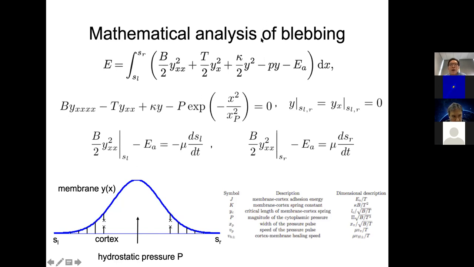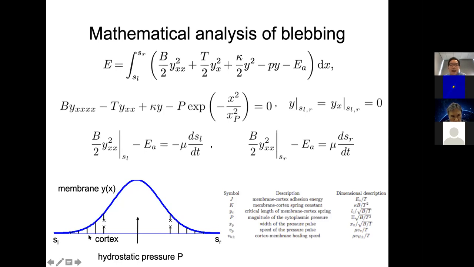Right? So I write down an energy per unit length, and then I can write down the corresponding Euler-Lagrange equation. So this is the Euler-Lagrange equation. So I assume that the pressure has a very specific form. So it's just a Gaussian pulse. So it's just a localized pulse with a width xp and a magnitude p. But what is interesting here is that now I have to supplement this PDE by boundary conditions. Right? And the boundary condition is essentially what people in soft matter do all the time, which is actually a contact line problem. Right?